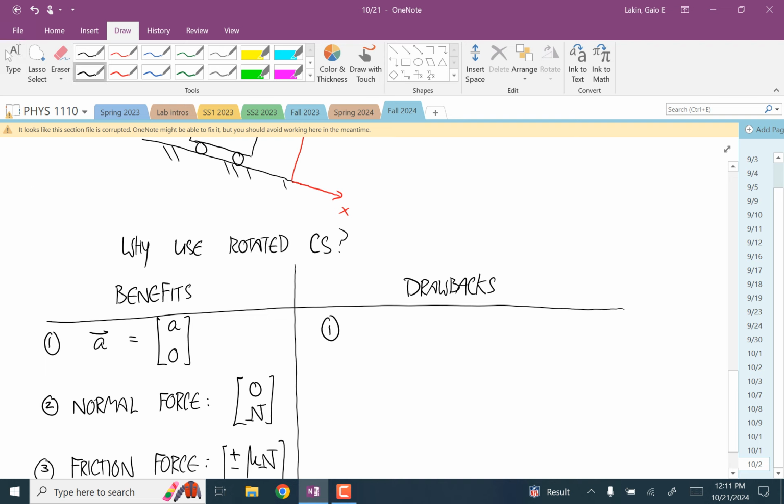So now the weight is going to be represented as mg times the cosine of some angle phi and mg times the sine of some angle phi. So that's definitely gotten considerably messier looking. That's the one drawback. And we just have to get used to representing the weight force in this new rotated coordinate system. Okay.